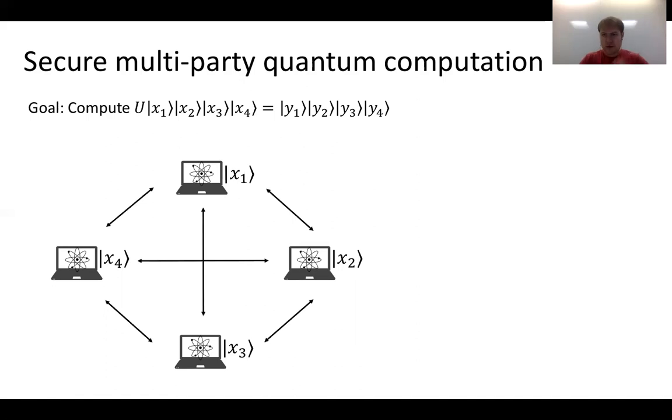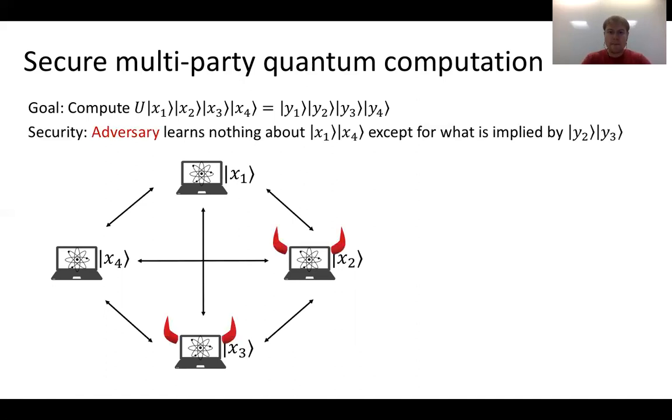So to do this, of course, they'll communicate with each other now over quantum channels, right? And security is the same as classically. We're going to say that if an adversary is corrupting some set of parties, say 2 and 3, they shouldn't learn anything about the honest party inputs, except for what is already implied by their output, okay?